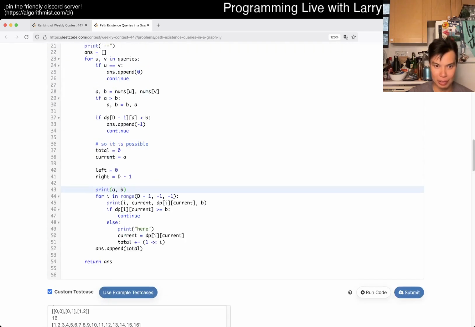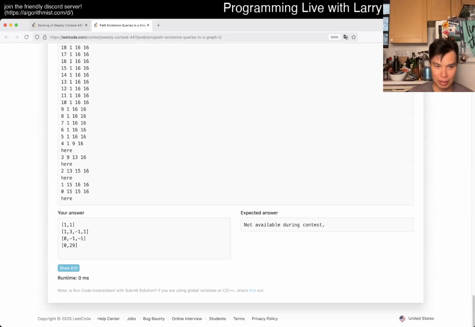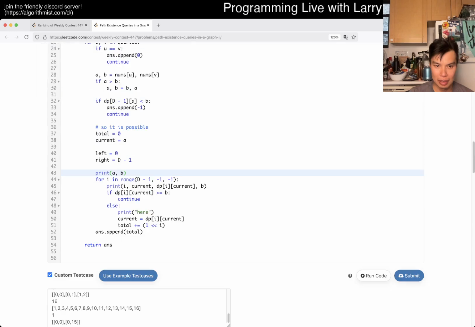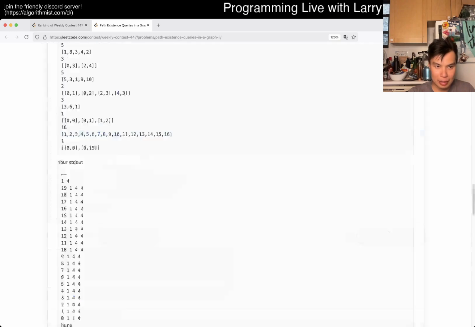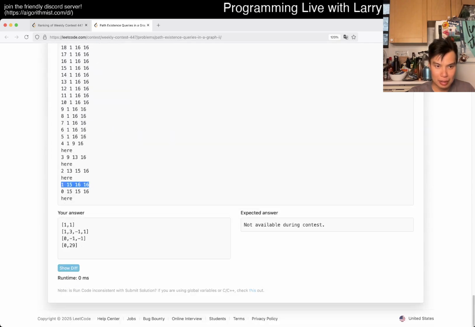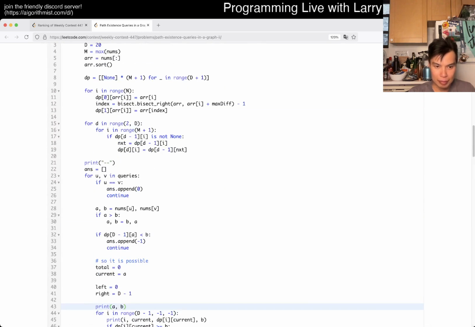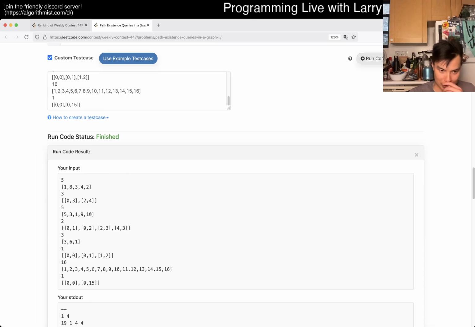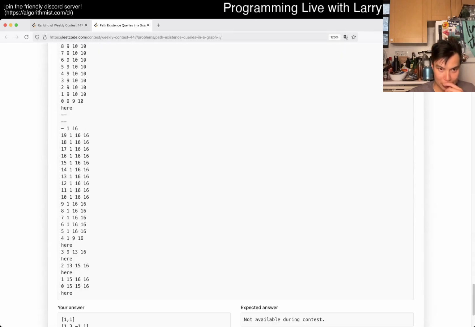Current is weird. Why is current 15 already? Huh? Current is A. Huh? Taking too much time, even though I think I have the general idea. Okay, so 1, 16. Okay. Left side, left side, left side, left side. Okay, and then now it goes.